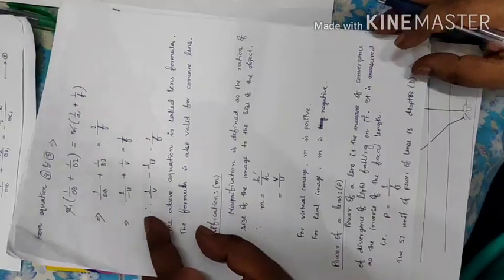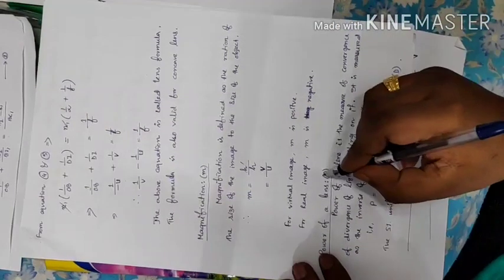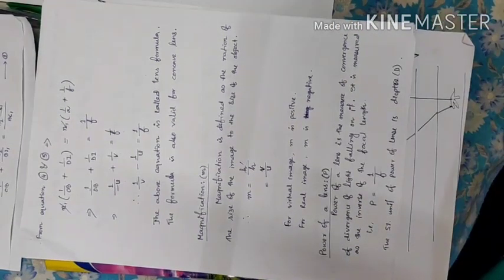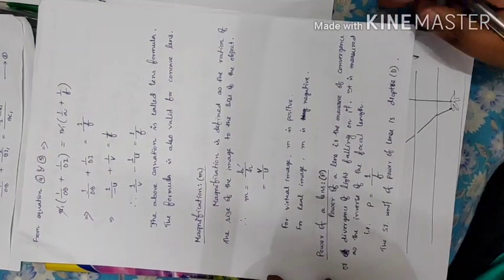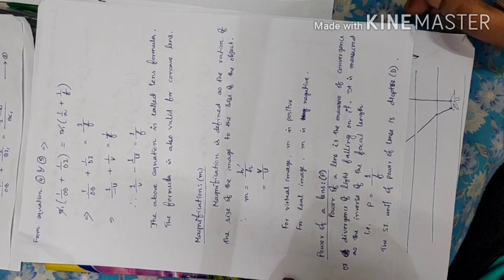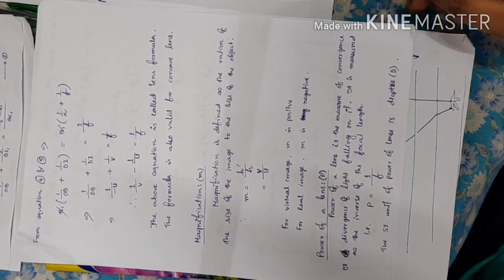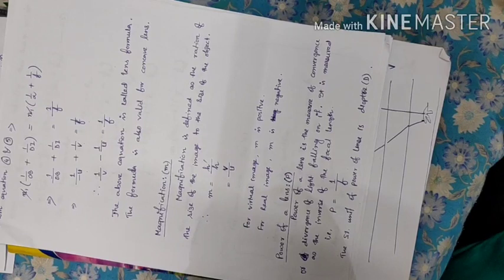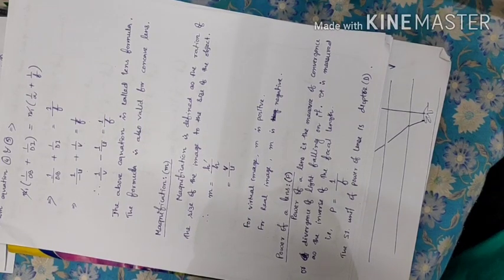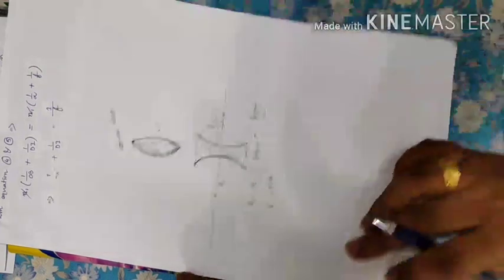Now the power of a lens, denoted by P. The power of a lens is the measure of convergence or divergence of light falling on it. When light falls on a lens, how much it will converge or diverge is measured by the power of the lens.